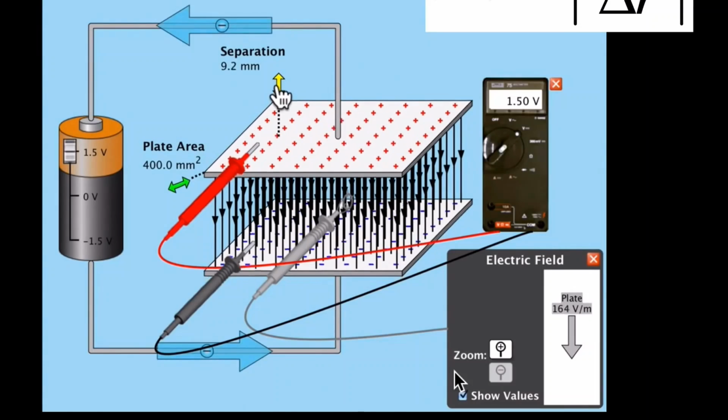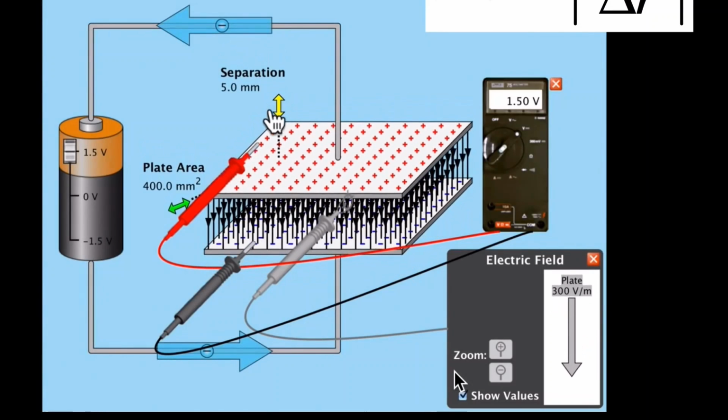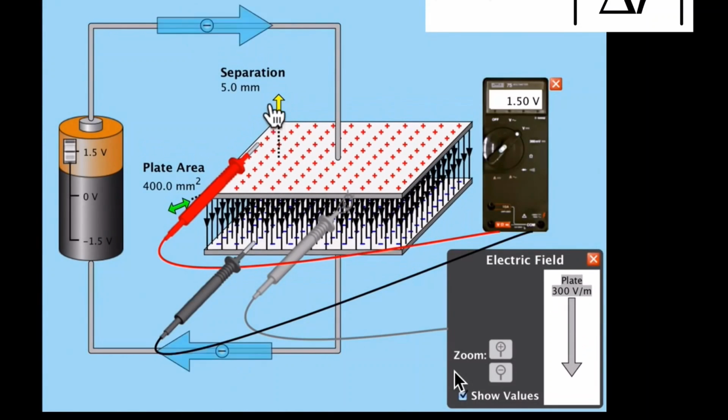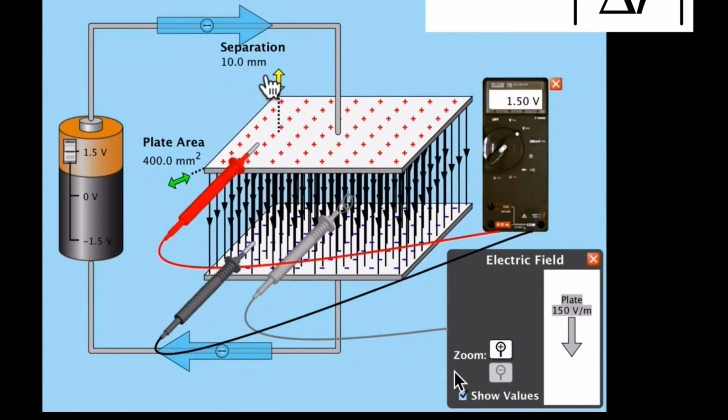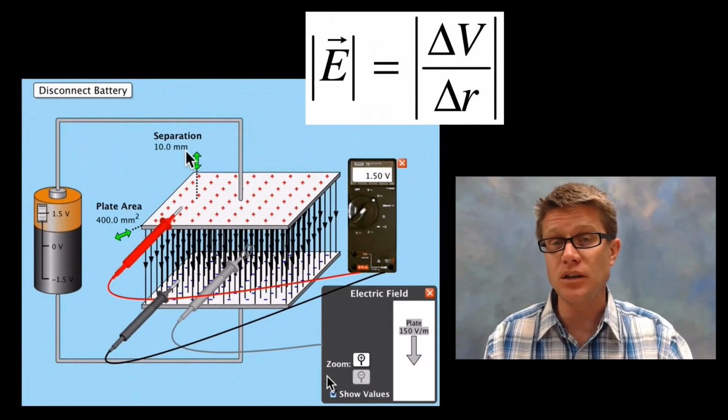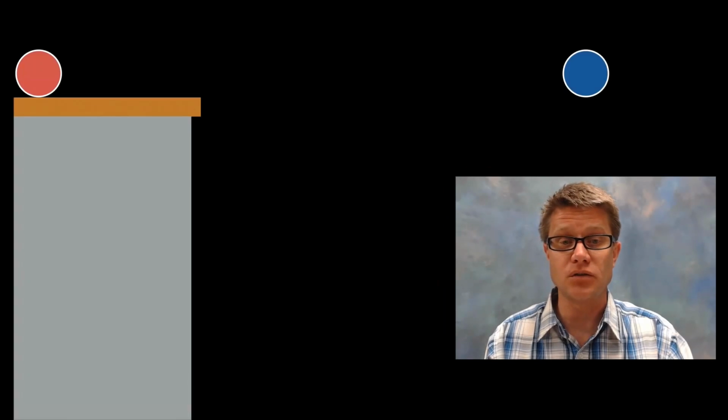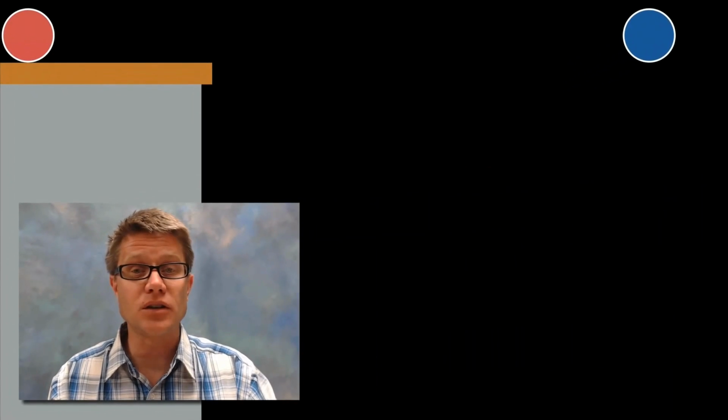So as we make it closer and closer together, we're increasing the electric field. Since R is in the denominator, by decreasing it, we're actually increasing the electric field strength. Last thing you really have to understand is how motion of particles inside an electric field is similar to motion of objects on our planet.